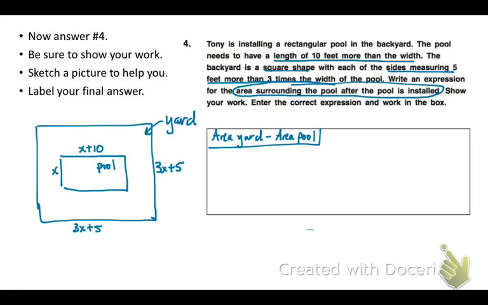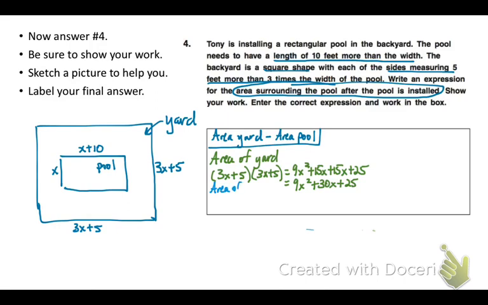Now, when you find the area of a square or a rectangle, you're going to take length times width. You're going to multiply. So first of all, let's find the area of the yard. So we'll take 3x plus 5 times 3x plus 5, and we'll distribute each of those and get 9x squared plus 30x plus 25. Then let's find the area of the pool. So we will take x times x plus 10 and distribute our x. So an expression for the area of the pool is x squared plus 10x.